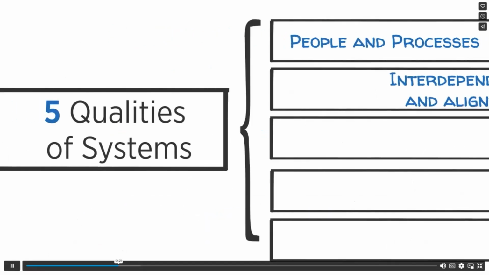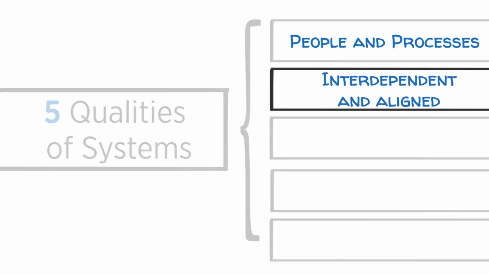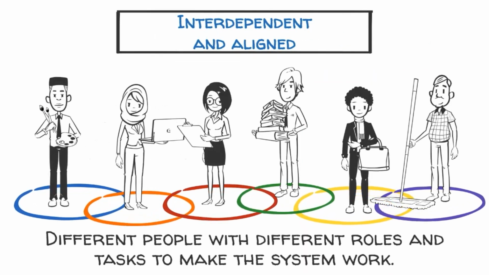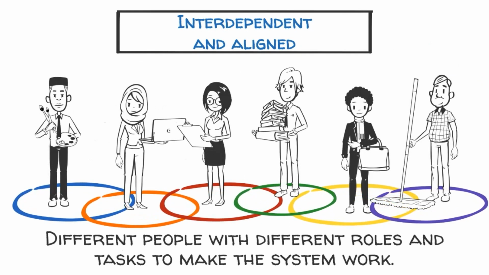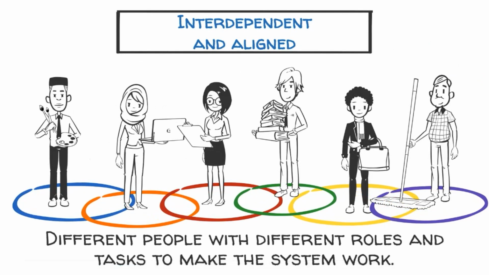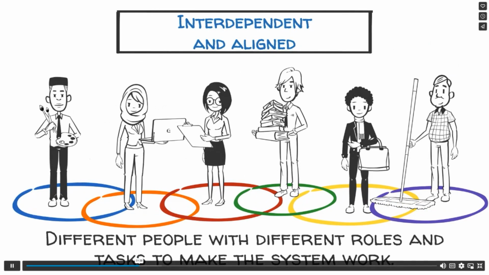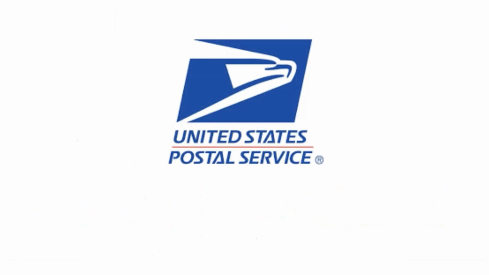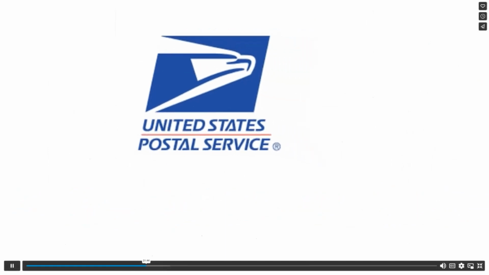The second quality of systems is interdependent and aligned. When we say interdependent, we know that the people and processes are connected. When we think about the examples of organizational systems that we know about, it is likely that different people have different processes that they need to engage in, but some of these depend on others to happen first. Let's look at a simple example using the postal system to think about this.